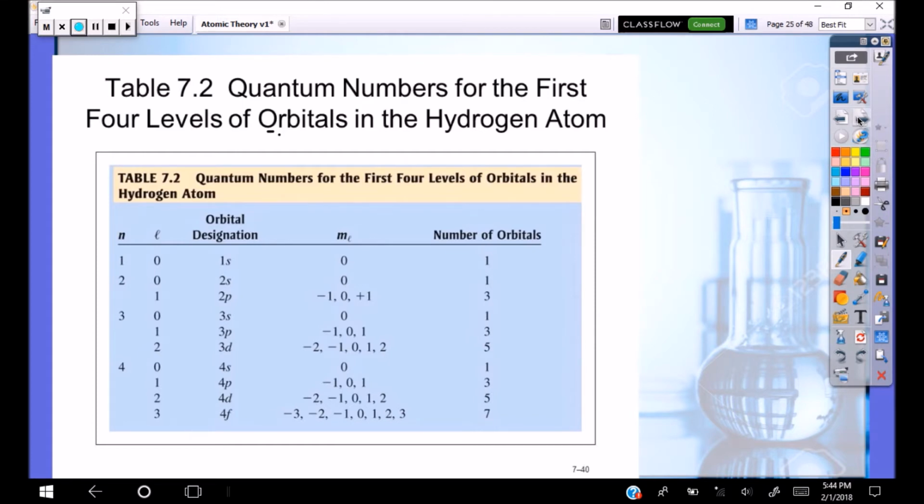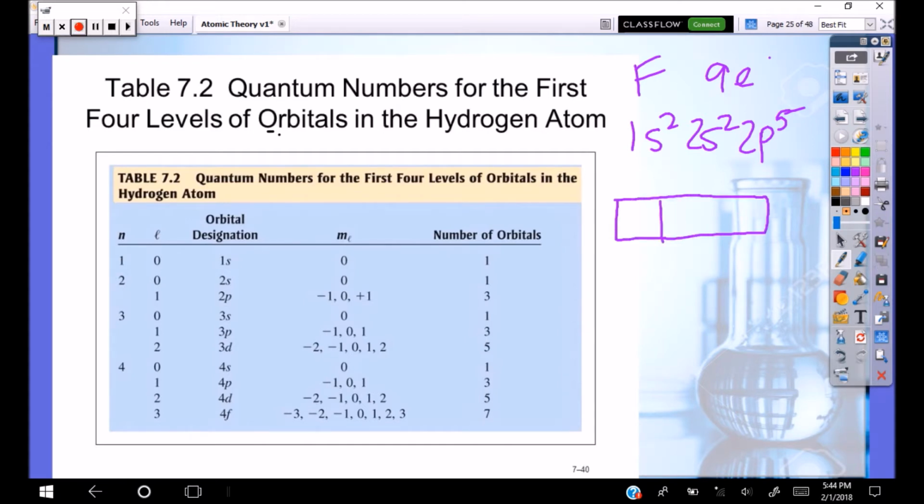Let's look at fluorine. We know fluorine has 9 electrons. If you do that configuration, you got 1s2, 2s2, 2p5. And say we wanted to look at our p region. We know that when we fill them, they get filled this way, and we get left with something looking like this. What if I wanted to know the location of this particular electron?